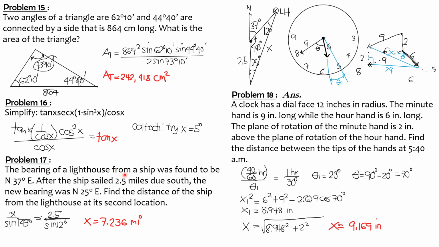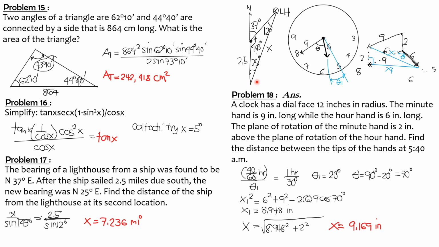Number 17: the bearing of a lighthouse from a ship was found to be north 37 degrees east. After the ship sailed 2.5 miles due south, the new bearing was north 25 degrees east. So this is the situation. This is the original position of the ship, and that's the lighthouse. The bearing of the lighthouse from this position is north 37 degrees east. Then the ship sailed due south 2.5 miles. The new bearing of the lighthouse is north 25 degrees east.